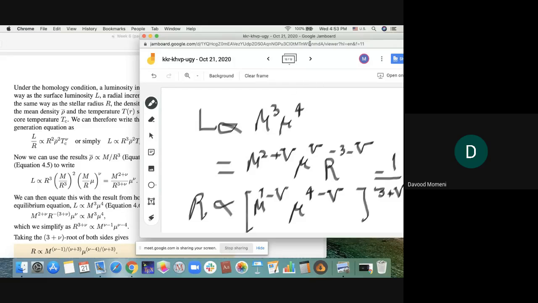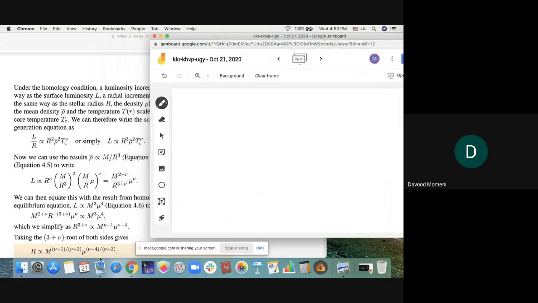All right. And you can take the limit of this power, and then you will end with this expression. You can show that in this case, the equation can be scaled if you scale the mass like that: v minus 1 over v plus 3 and mu power v minus 4 over v plus 3.